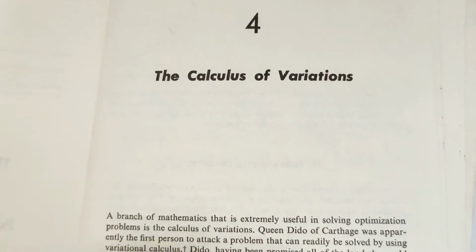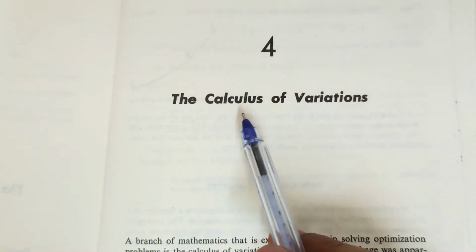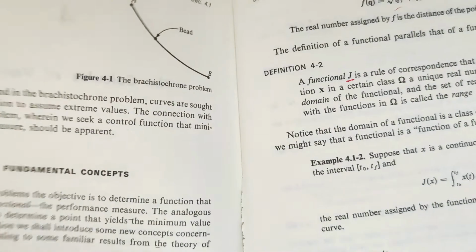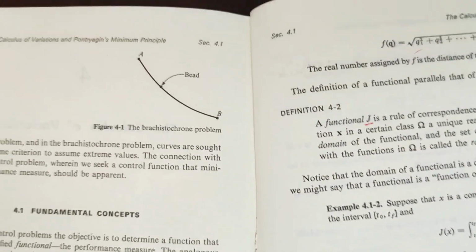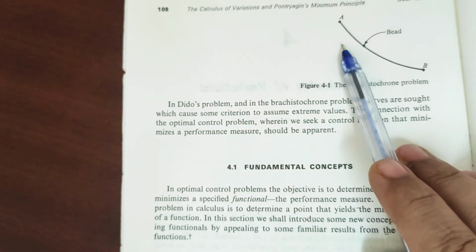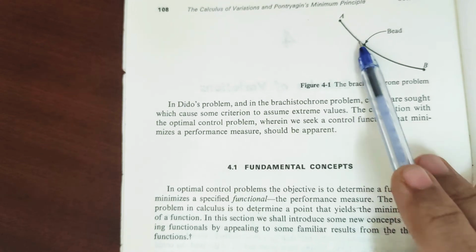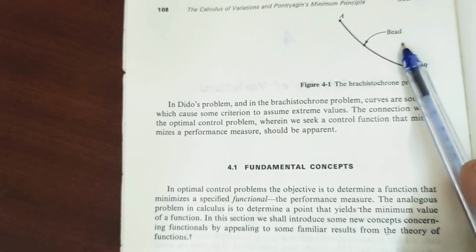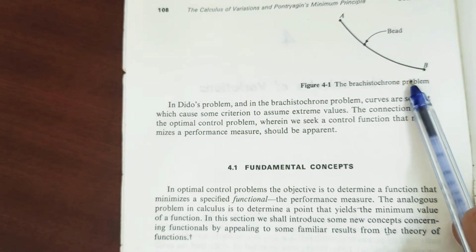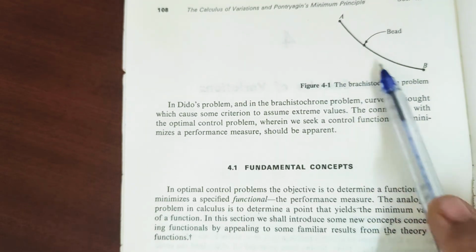Hi everyone, let's move to the next topic, that is the fourth chapter, calculus of variations. In the calculus of variations, first we have to see why we are using it. Here they are showing the curve from A to B. We have to move from A to B, with respect to minimum time and also minimum shape.